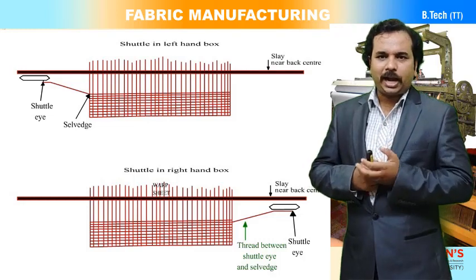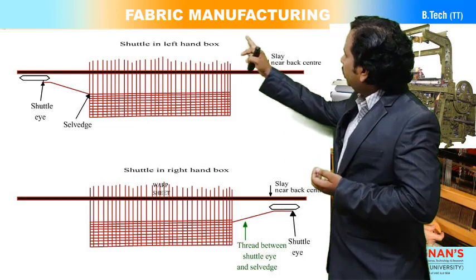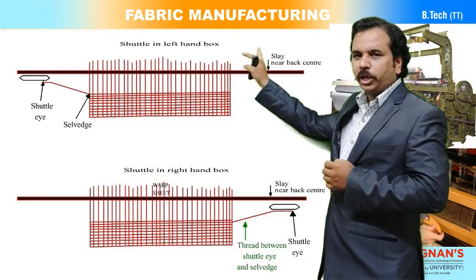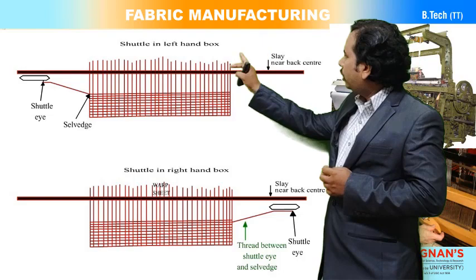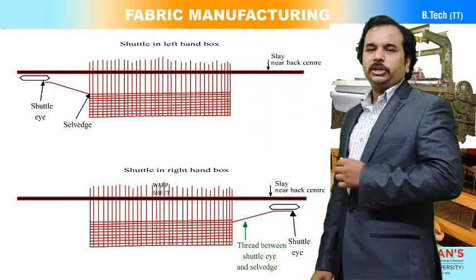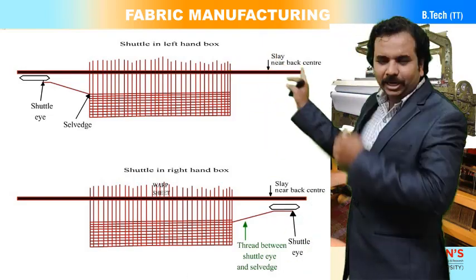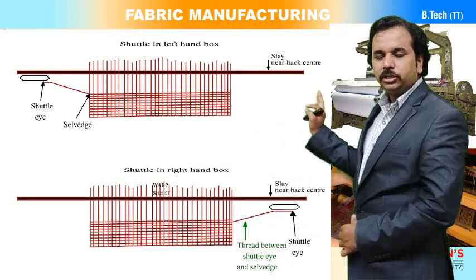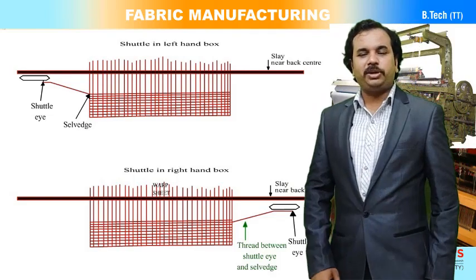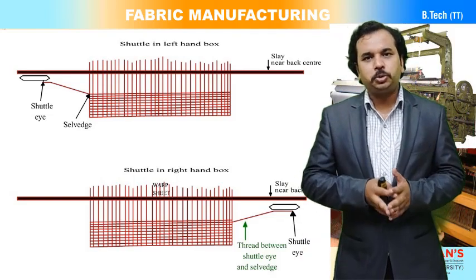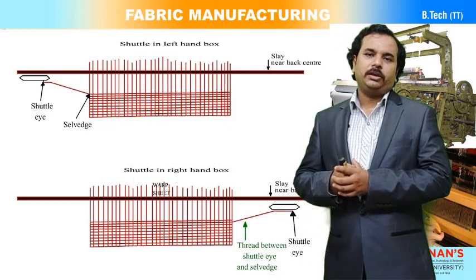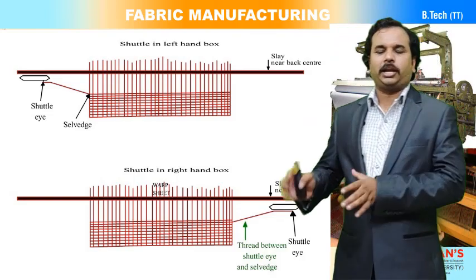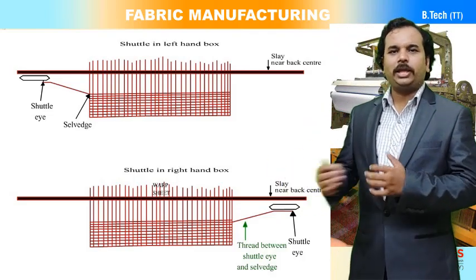This thread distance from the shuttle eye to the fabric selvage on one side, you can observe, is on the left side of the machine. In the second image you can observe the distance between the selvage and the shuttle eye. You can observe that the left side is smaller than the right side. The right side has some more length.